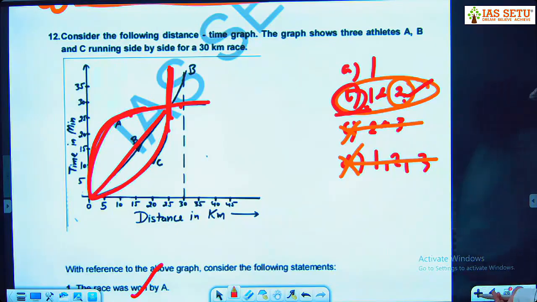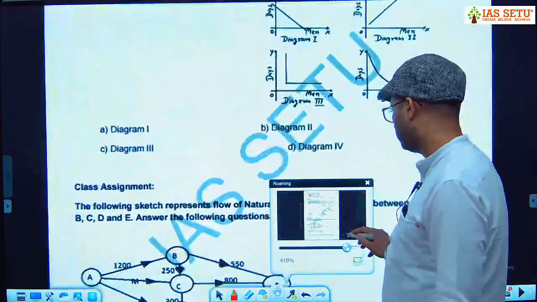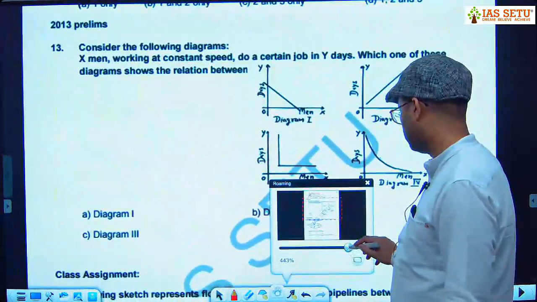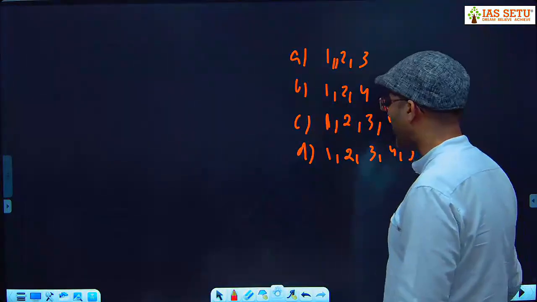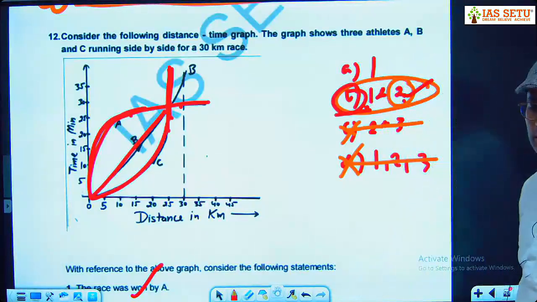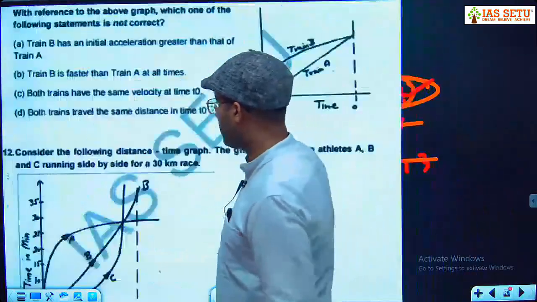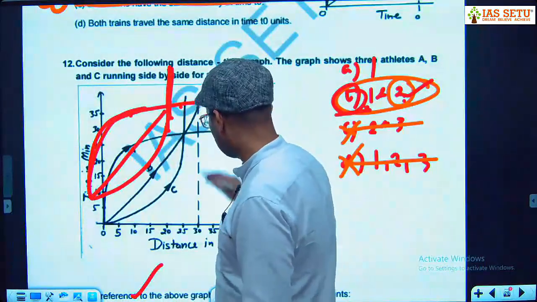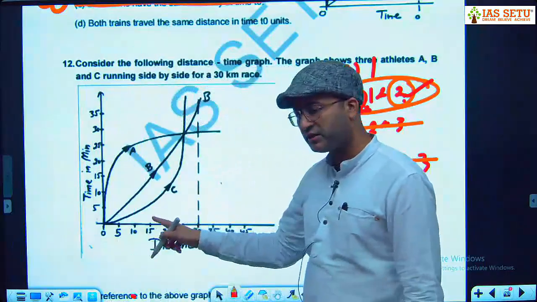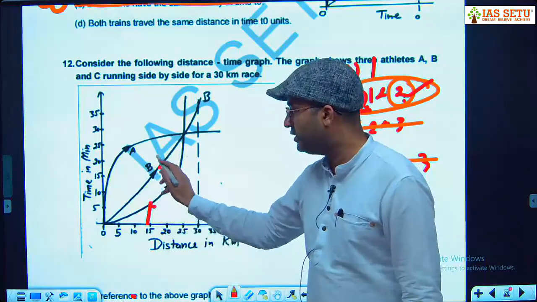Question number 13. Statement number 2. स्टेटमेंट नंबर 2 है क्या, मैं भूल गया हूं. अप टू 25 किलोमीटर मार्क. इसका मतलब क्या हुआ कि बी ए से आ गया 25 किलोमीटर तक. बरखा दत्त ने क्या रिपोर्ट किया था? बरखा दत्त ने रिपोर्ट किया सी फास्ट है, देन बी, देन ए. तो सी इज अहेड ऑफ ए, सी इज अहेड ऑफ बी, बी अहेड ऑफ ए.